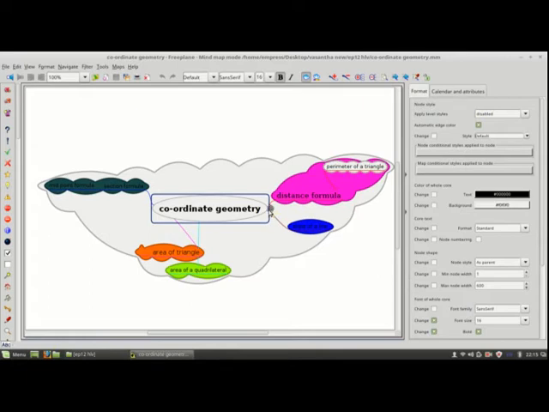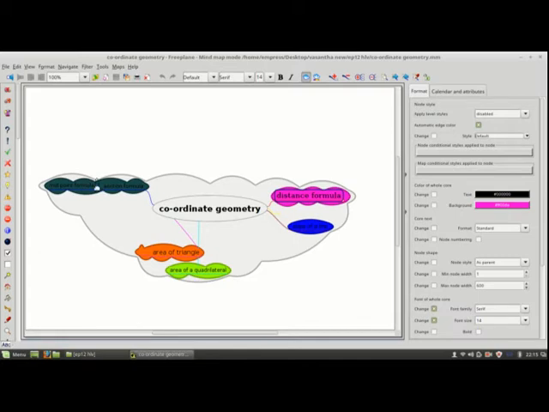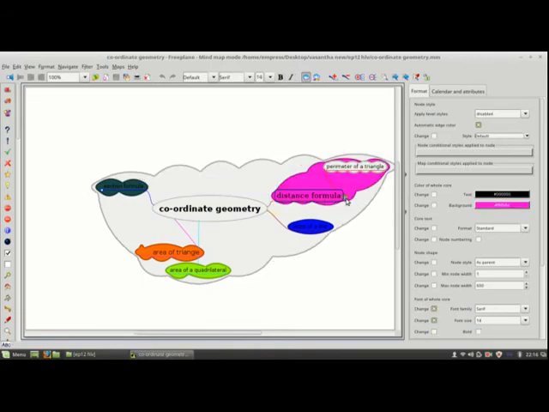So using those points or coordinates, we have to find the distance between two coordinates by using the distance formula. And also we have to find the section formula, the area of a triangle, the area of a quadrilateral, and the slope of a line. By using the distance formula, we can find the perimeter of a triangle.